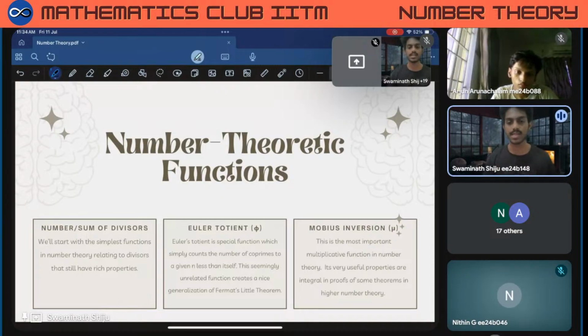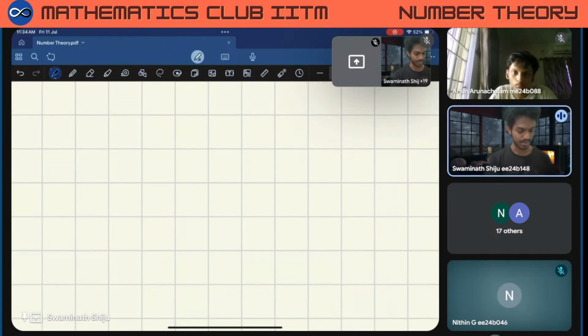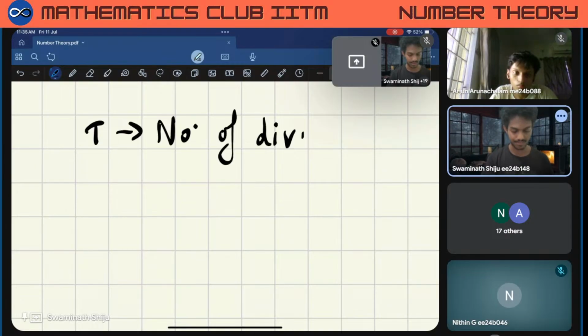We'll start with a function that seems rather intuitive: the number and sum of divisors. Those are two different functions, and they're usually very easy to analyze. So this is tau, which is the number of divisors, and sigma, the sum of divisors.